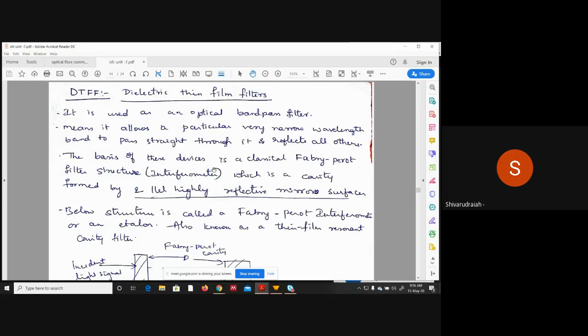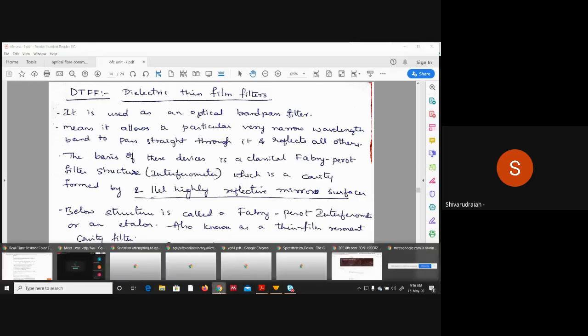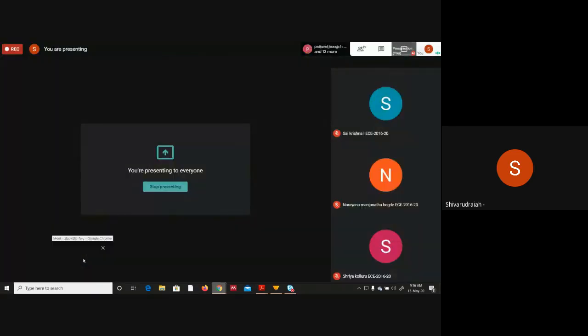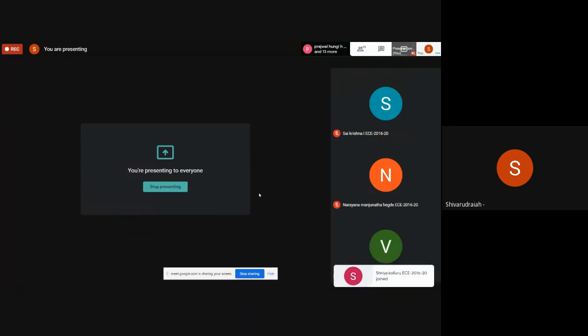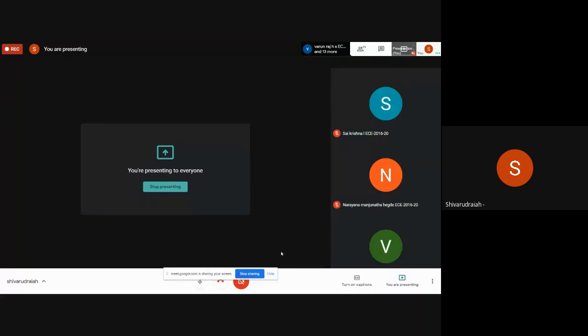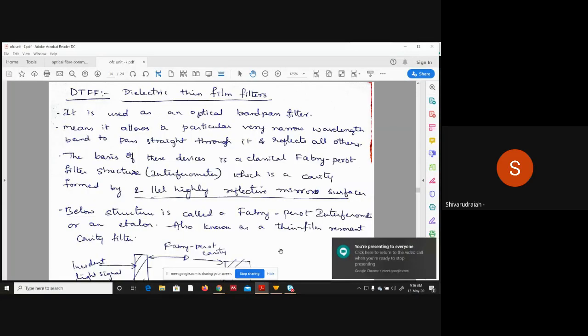That is an optical passive device, that is dielectric thin film filters. So the dielectric thin film filter is used in order to extract some specified band of wavelength signals. Okay, that is the working of the dielectric thin film filter. It is being used in order to extract some specified wavelength signals.